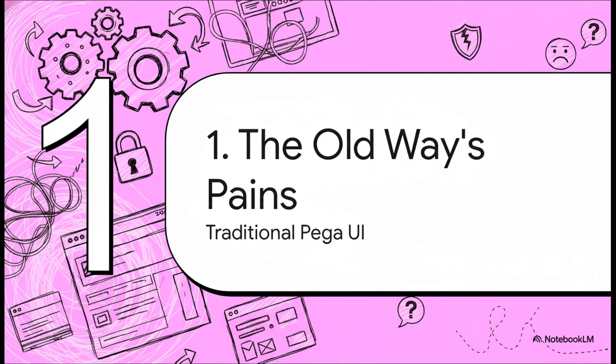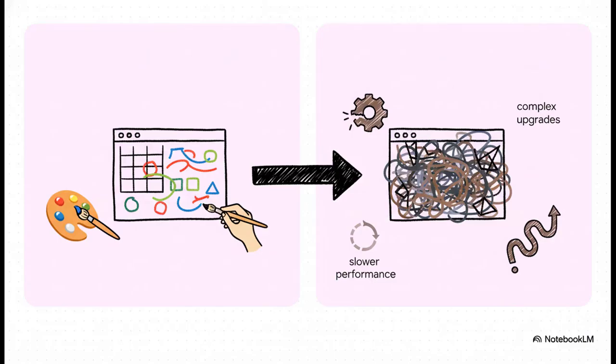All right, let's kick things off on some familiar ground, right? For anyone who's been in the Pega world for a while, the traditional UI is where we all cut our teeth. But we've got to talk about why a change was so desperately needed. For years, frameworks like UIKit gave us this incredible power. It was like being a painter with a totally blank canvas and every color you could possibly imagine. You could literally create anything.